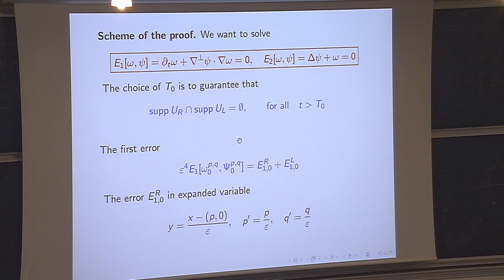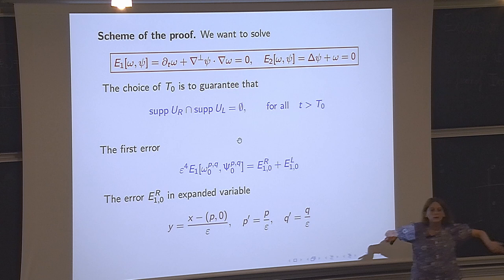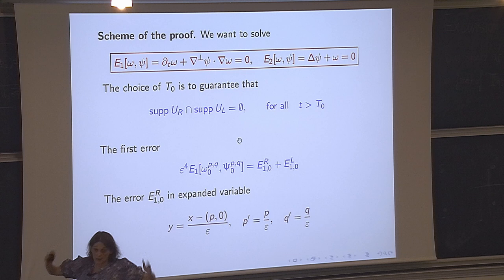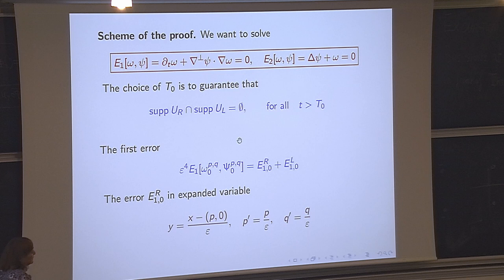Okay, let me start. So we want to solve the Euler equation. It's the transport part, E1, the elliptic part, E2. So the choice of T0 is in such a way that our initial ansatz, our starting point, is just the sum of two vortex pairs. And we need them to be separated.